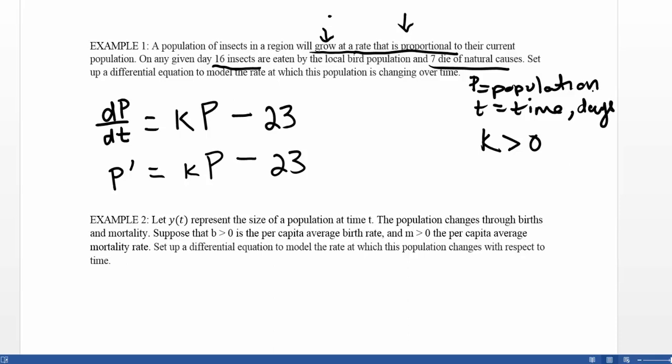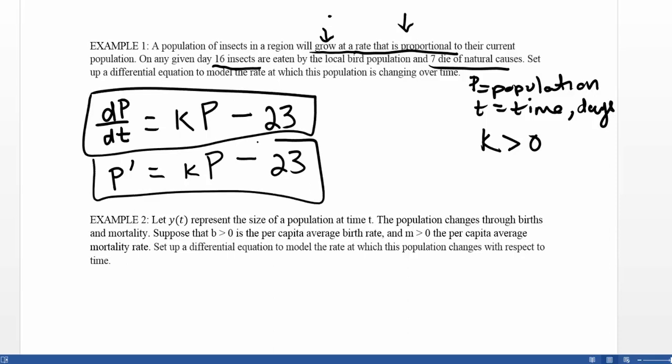Okay, so on any given day, the rate at which the population is changing, either dp dt or p prime, is going to be K times P, so the size of the population times K, minus 23. So these are the two different ways that we can write our differential equation. Now, in a later section, we will learn how to solve these for P and talk about what that means. But for now, we're trying to really understand how to set up this relationship. Let's look at another.